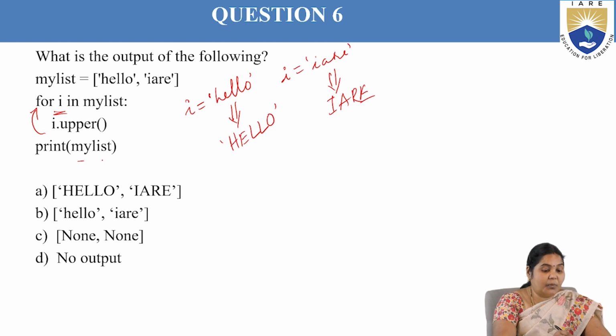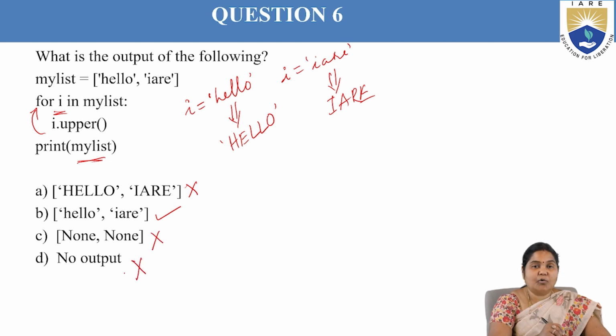So if you print what is there in my list, you will get the same original input that was there. The list was containing 2 small strings, hello and IARE. This is the output. You never expect that after converting into uppercase, hello and IARE will be in uppercase and stored into the same list. It is not possible because you are not appending again or storing into another list. It cannot be none. The output is hello and IARE, these 2 lowercase, whatever was originally in the list.